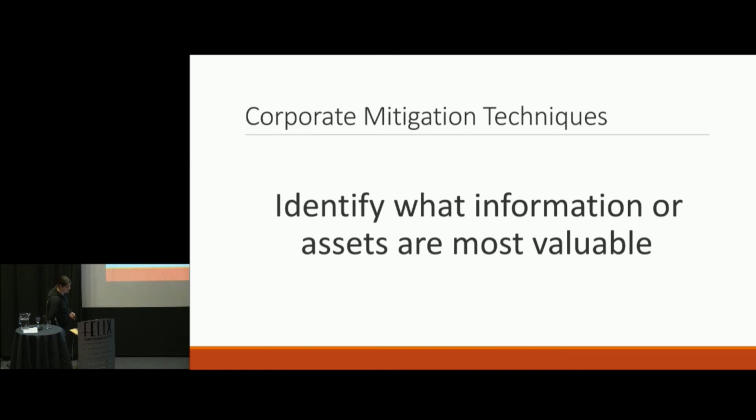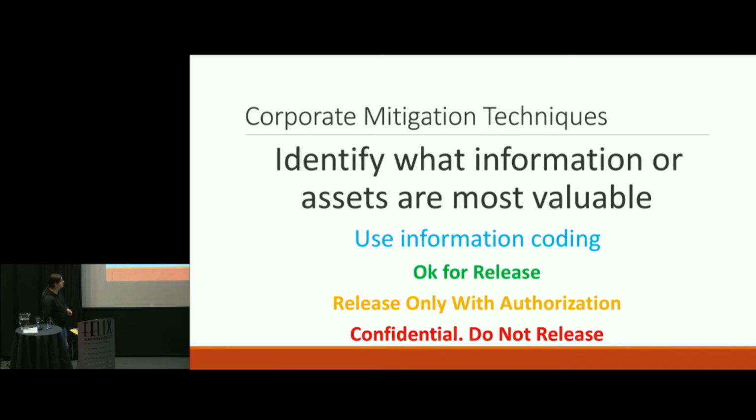Identifying what information assets are most valuable and then colour coding them accordingly. If you have documents on your system or on SharePoint or wherever you store your documents, you might have some colour codings on the front cover. Common ones are green for OK to release. Amber might be release only with authorization, so you need to get permission of a line manager before you email it to anyone. And then red will just be confidential, do not release. Having a simple colour-coded system makes it easy to know at a glance what you can or can't do with that document.